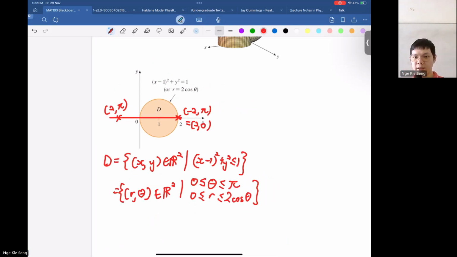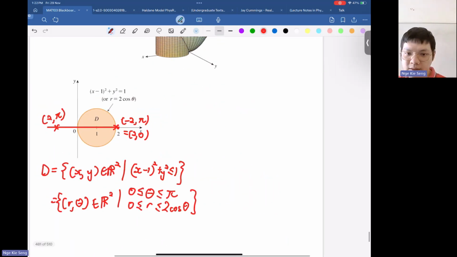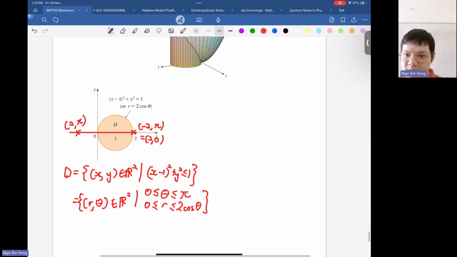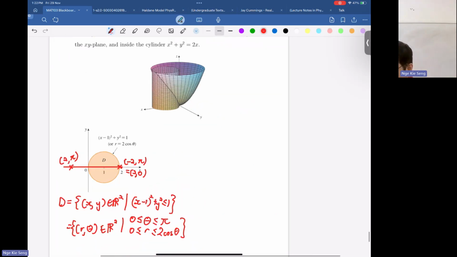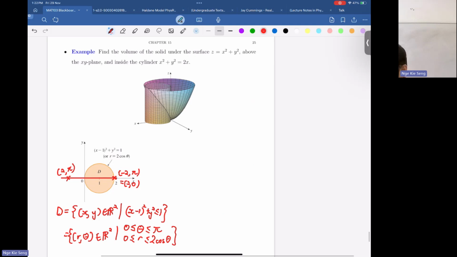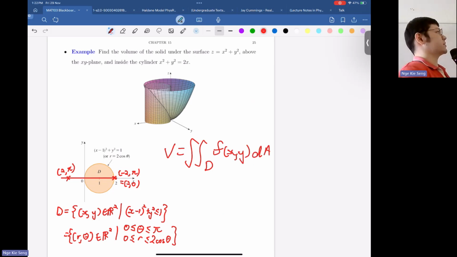Okay. Yeah, so let's see. Is it easier now? So what should we do now? So what's the function of two variables that we want to integrate over? What's the f(x,y) here? What's the surface we're interested in here? x squared plus y squared. Okay, so we want to integrate over x squared plus y squared here.